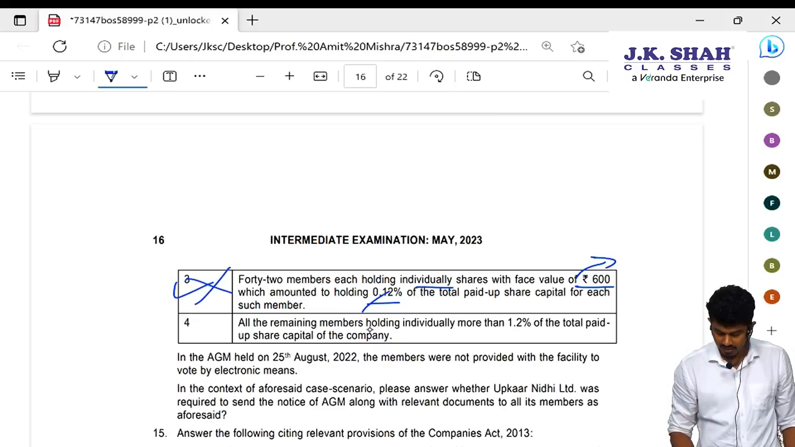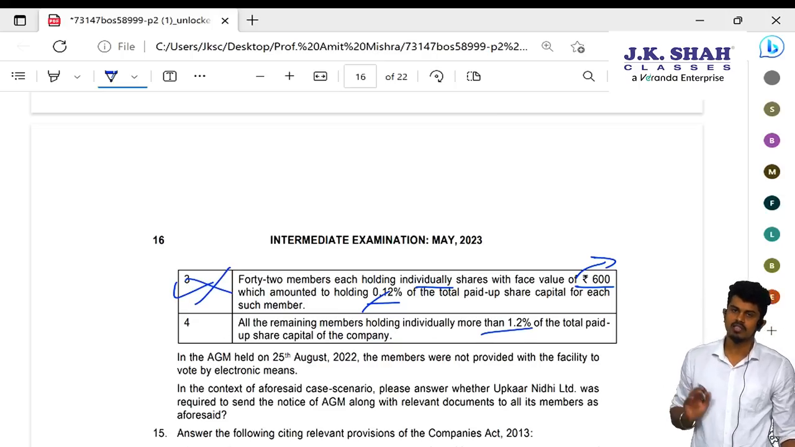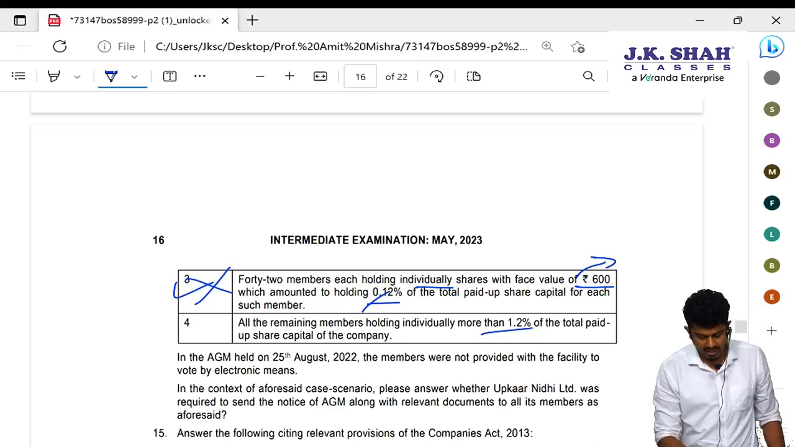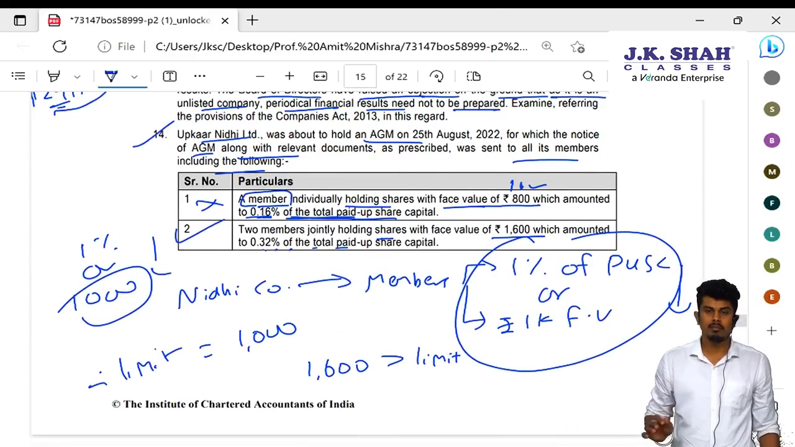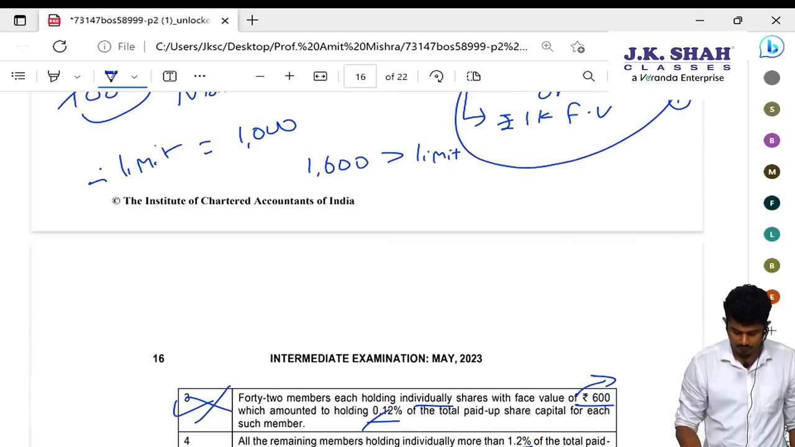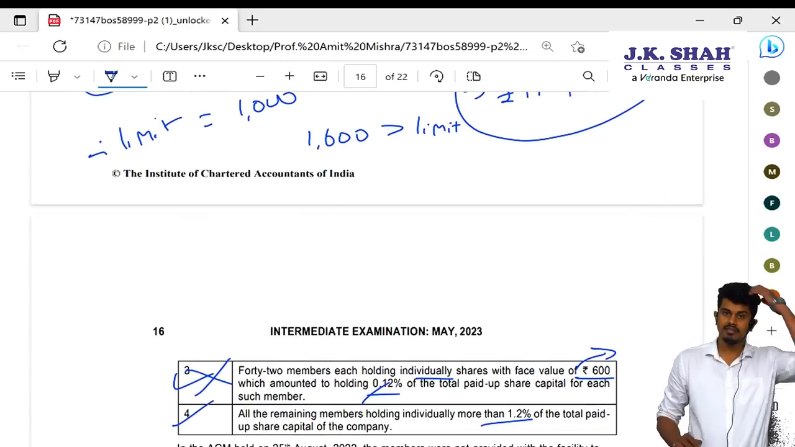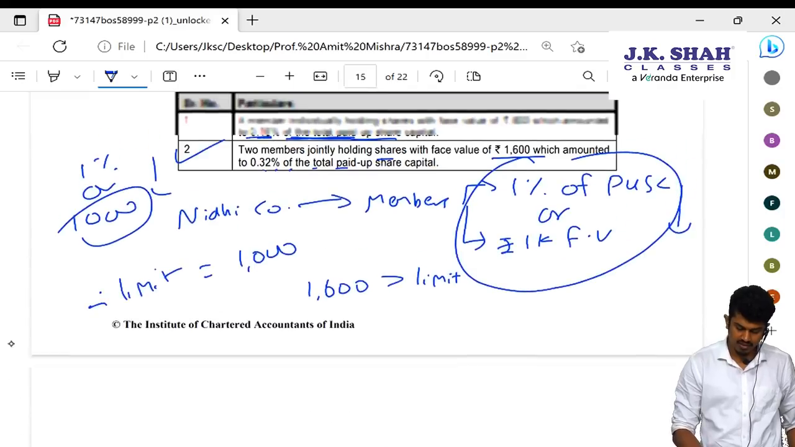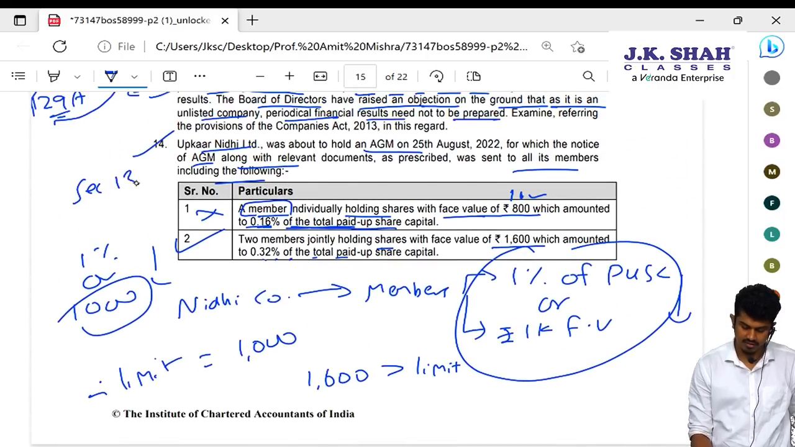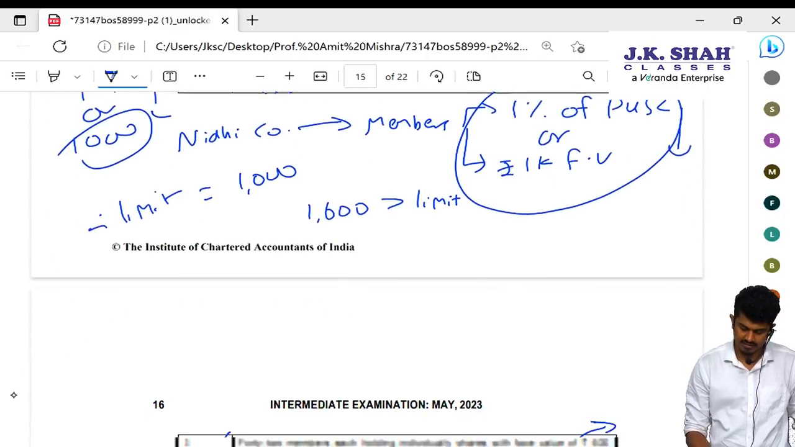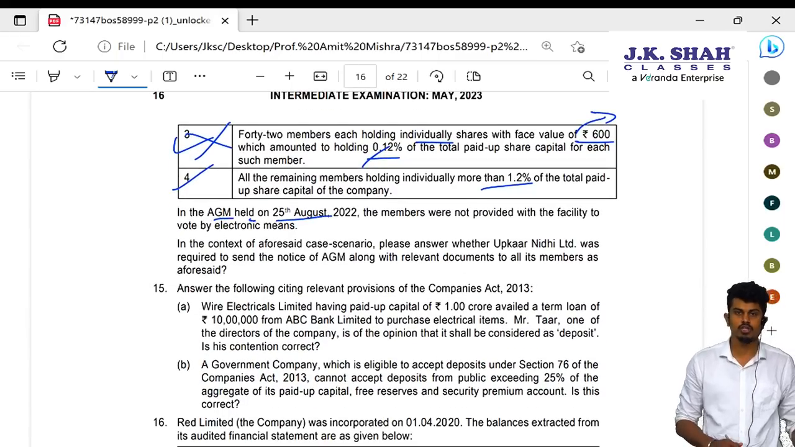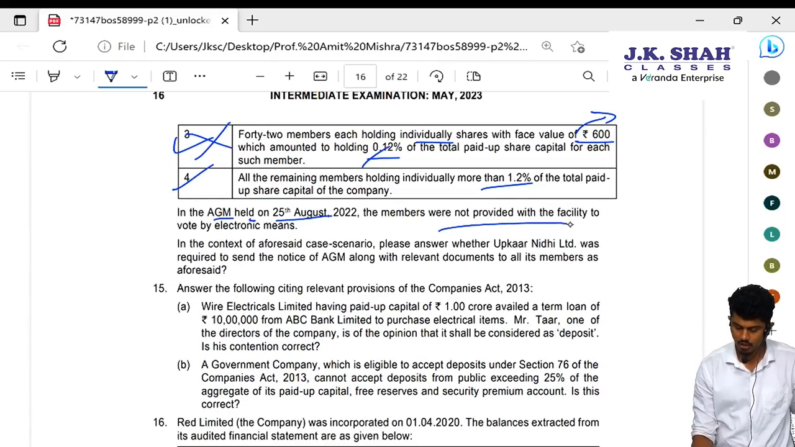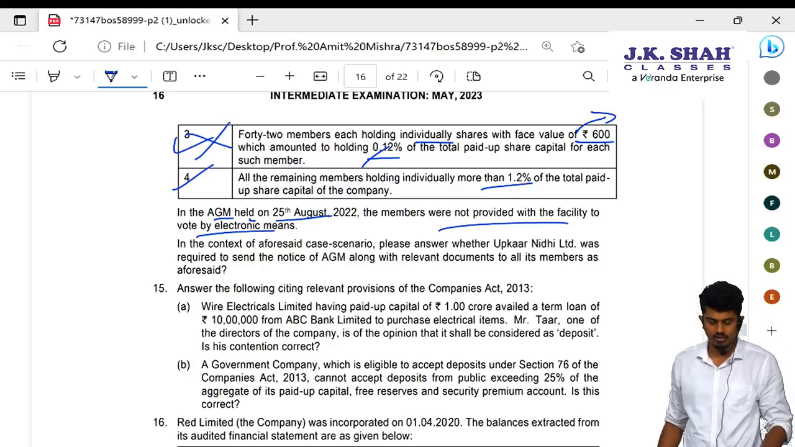All remaining members are holding 1.2% of the total paid-up share capital. So can I say the members who will get personal notices are those falling in the second and fourth categories, because they are breaching the limits? Yes or no? This is given under section 136. Simple, easy. In the AGM held on 25th August 2022, the members were not provided with the facility of voting by electronic means.